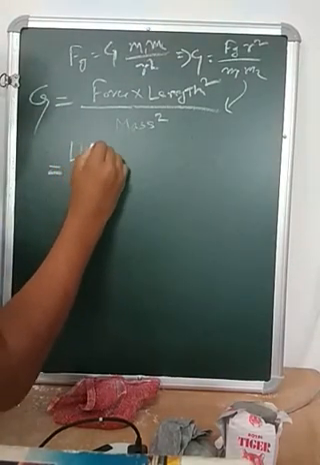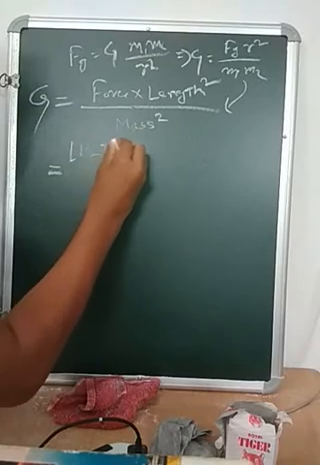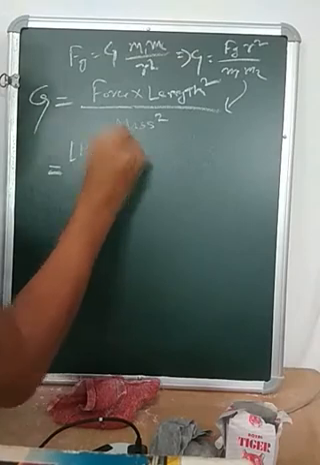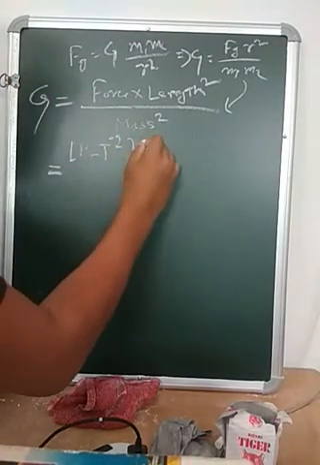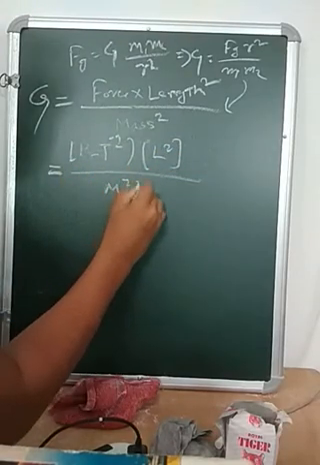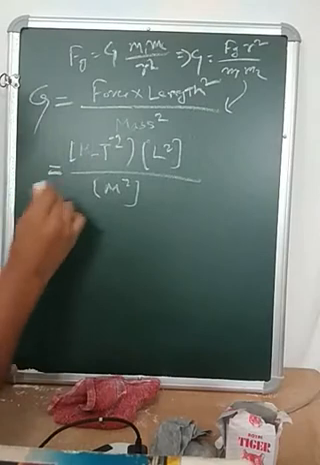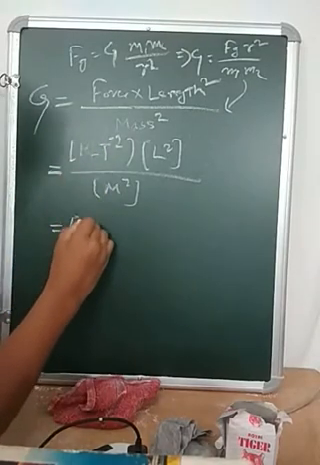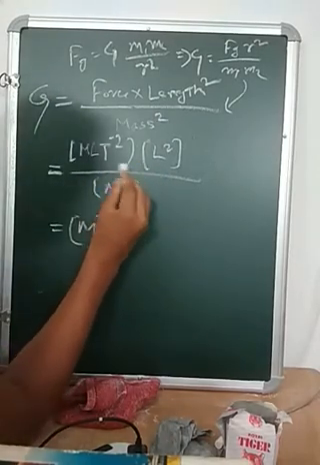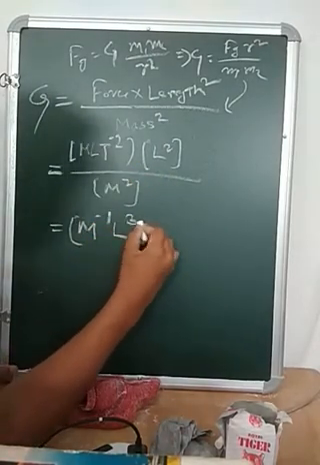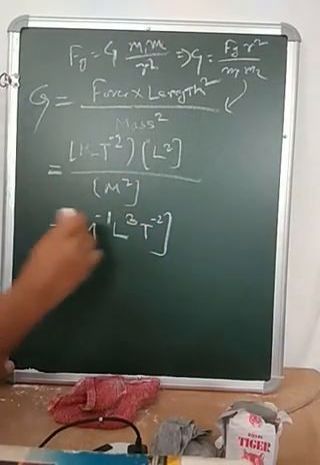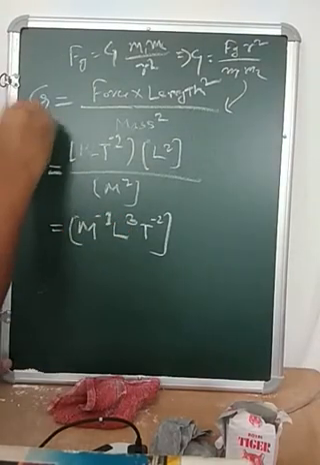As we have already obtained, M L T to the power minus 2. The dimension of length square is L square and mass square is M square. Now we just do simple multiplication and division. What it will be: M to the power minus 1, L cube, T to the power minus 2. So this is the dimensional formula for gravitational constant.